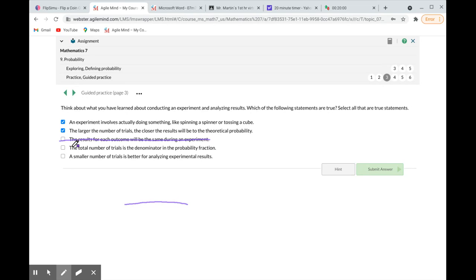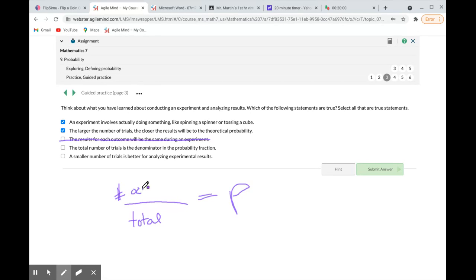But right now we're talking about the total number of trials is the denominator in the probability. Oh, I was looking at the wrong one, my bad. I'm sorry. Oh, you're good. So do you agree with that statement or disagree? I agree. All right. So this is the total, and this is the denominator because it's at the bottom of the fraction. And what do we put at the top to find our probability? The number of times it occurs. Yep.